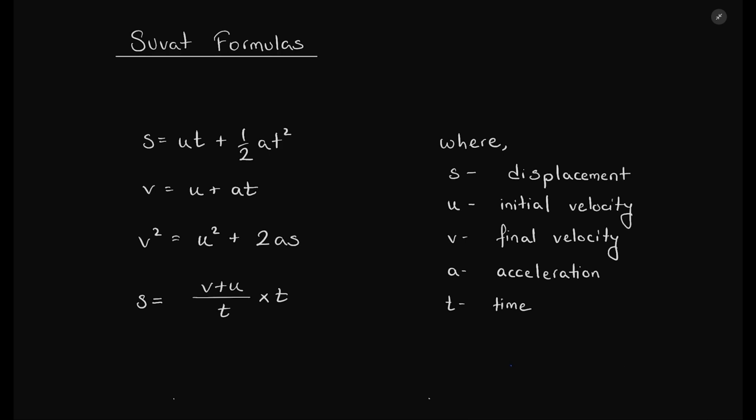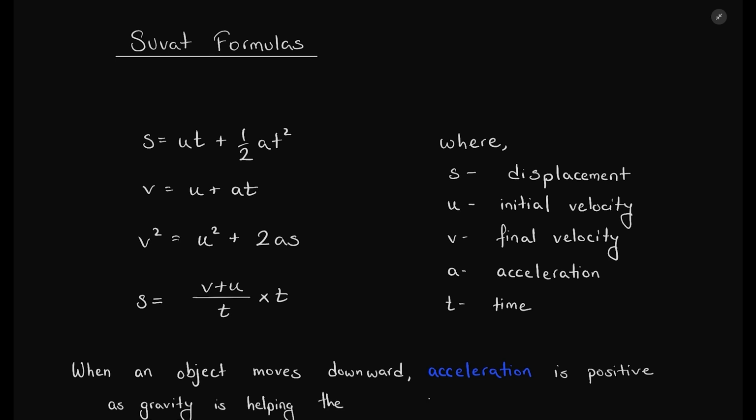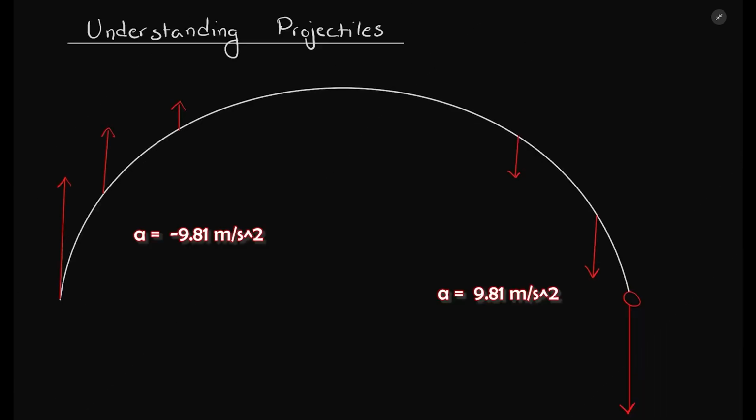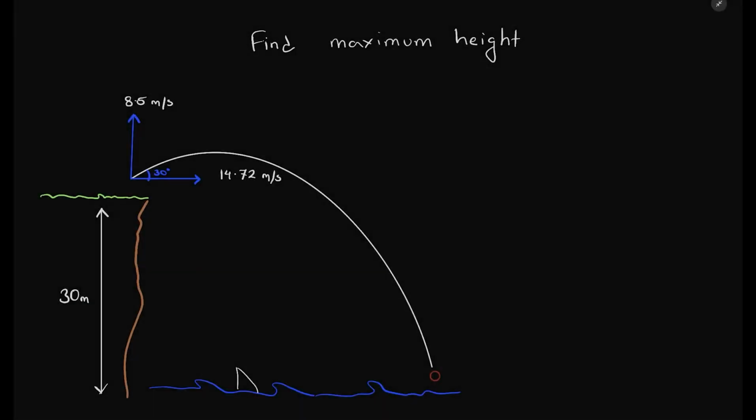Here you can see the 4 SUVAT formulas that we will be using throughout the maths. Here again, when an object moves downwards, acceleration is taken positive as gravity is helping the object increase its speed. So when calculating the downward movement, I always take acceleration due to gravity as positive. Moving on, let's say the question asks for the maximum height of the ball. I do not have the time, so I cannot use the formula v equals u plus at. That is why I will be using the formula v squared equals u squared plus 2as.